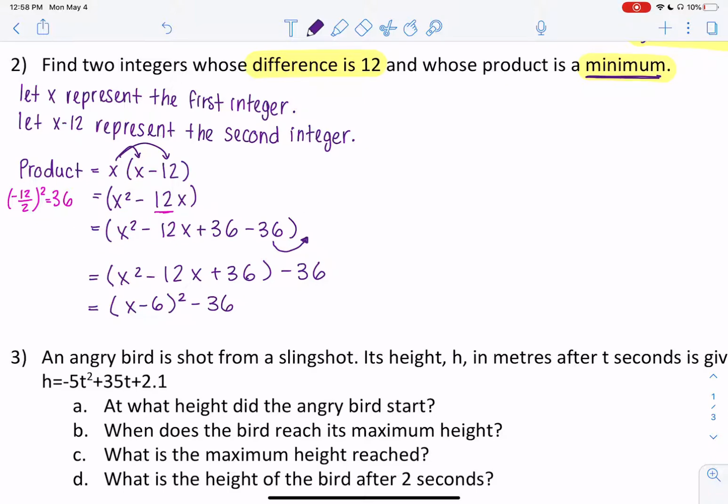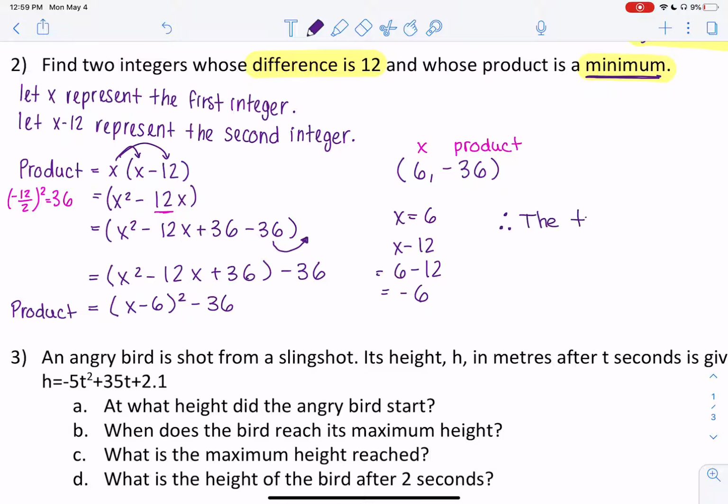So that's our vertex form. And now what does that tell me about our numbers? So remember, I'm looking at the product and x. So when I find my vertex, which is 6, negative 36, this represents my x, and that represents my minimum product. So now that I have my x, I have x equals 6, I need to find the second integer. So I do x minus 12, and that will give me 6 minus 12, which is negative 6. So I can say, therefore, the two numbers are 6 and negative 6.